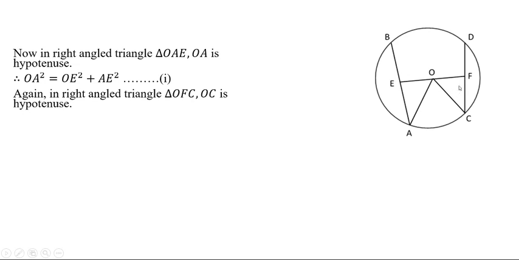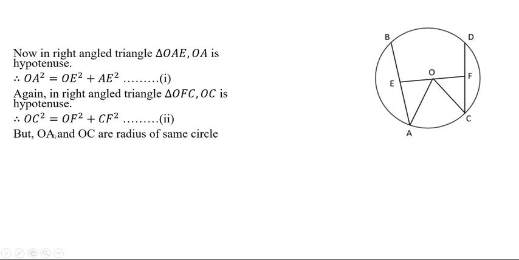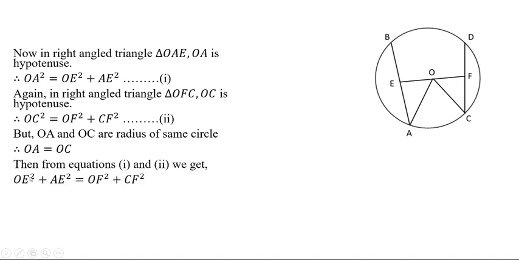Again, in the right angle triangle OCF or OFC, OC is the hypotenuse. Similarly, by the Pythagoras theorem, we can write OC square equals OF square plus CF square. This is equation number 2. But OA and OC are radii of the same circle. Therefore, OA and OC are equal. Then from equations 1 and 2, we can write OE square plus AE square equals OF square plus CF square.